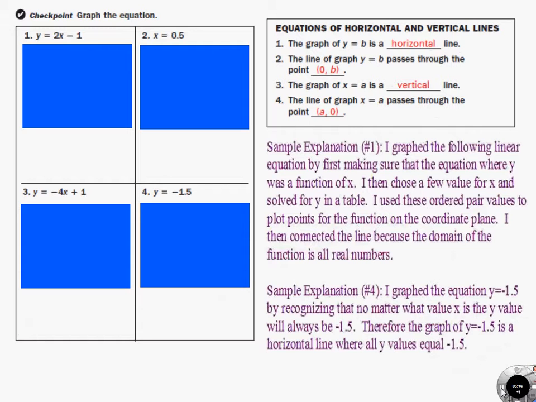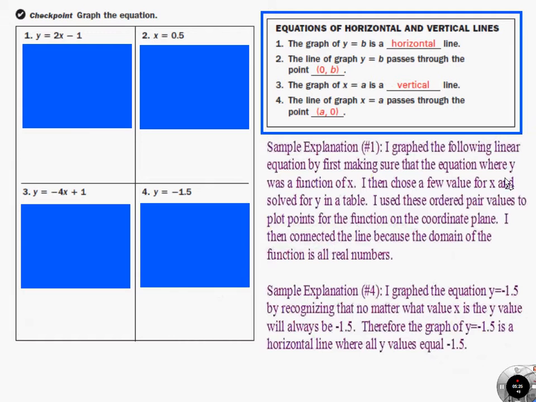Before we begin working on the checkpoint, I'd like to direct your attention to the bottom of this page's notes. You'll find this table. Notice that when we graph a function, I shouldn't say a function, when we graph an equation where y equals a value, the line will always be horizontal. And that line will pass through 0, and whatever that value is for y.